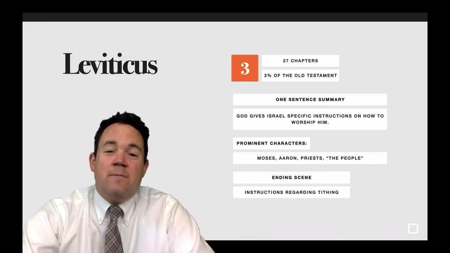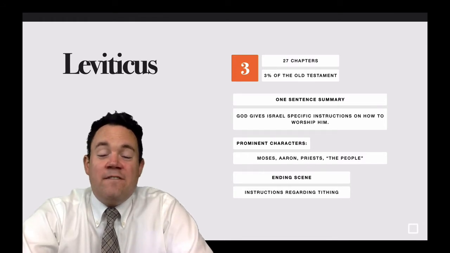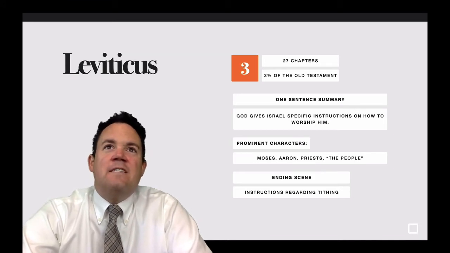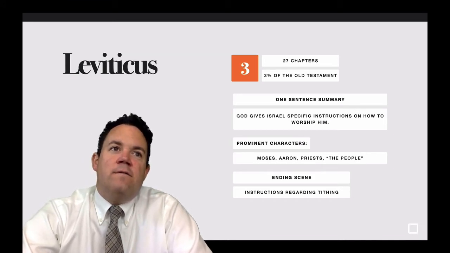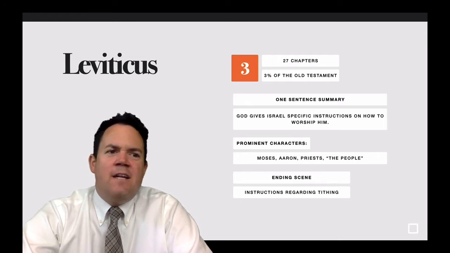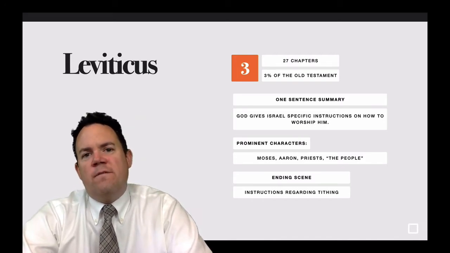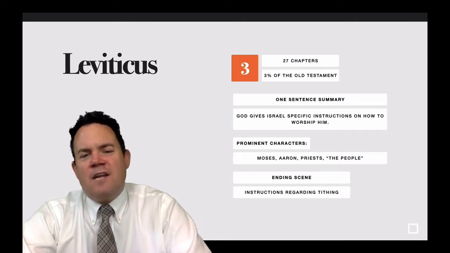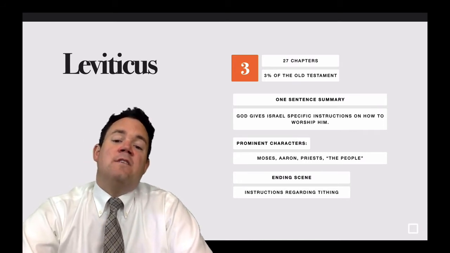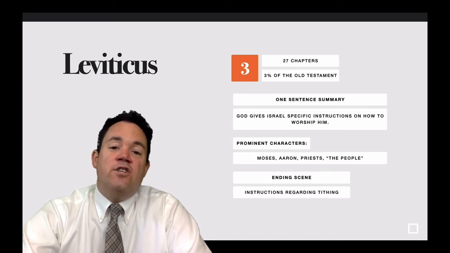So Leviticus makes up 27 chapters. It's 3% of the Old Testament. One sentence summary might be that God gives Israel specific instructions on how to worship Him. So Leviticus could be considered a type of worship handbook. This is how you're going to run the church, so to say. It's the handbook of instruction for religious practice and ceremony and worship and festivals and sacrifices and the tabernacle and all of that, okay? It's called the book of Leviticus because it's predominantly concerned with the Levites, the priests who will officiate in a lot of these things.